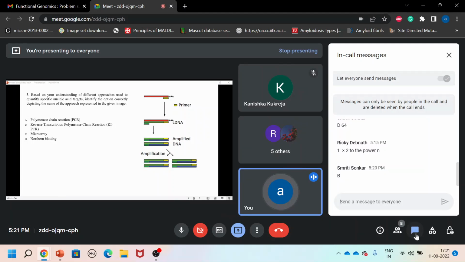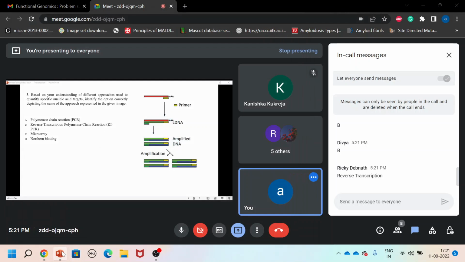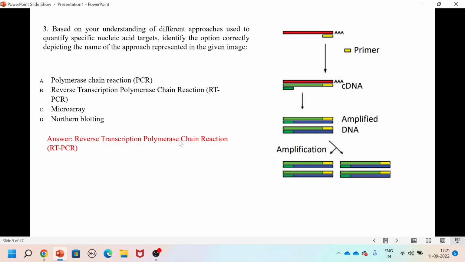So anyone who would like to answer? Okay, Smriti has answered option number B, which is reverse transcription. So yes, it is the representation of the reverse transcription polymerase chain reaction.